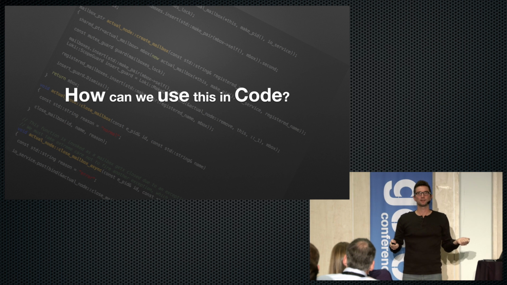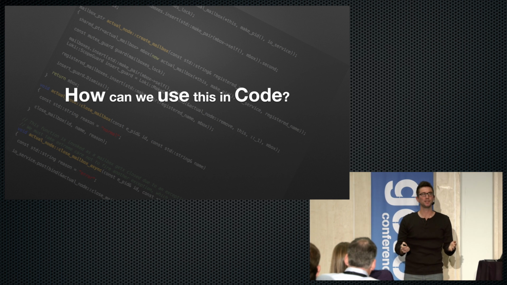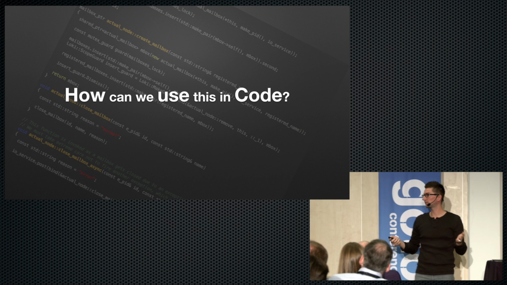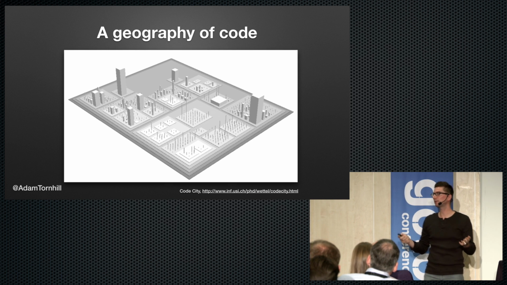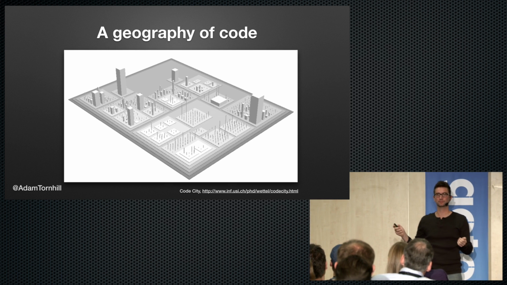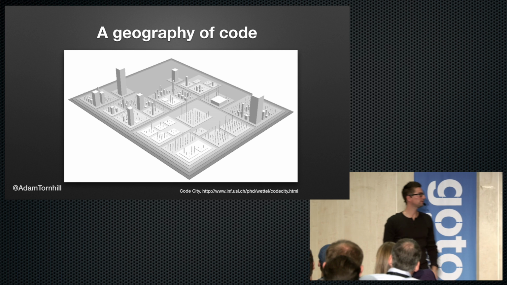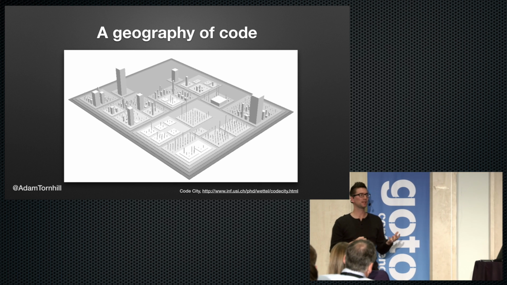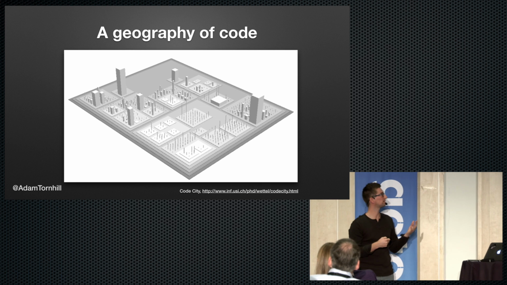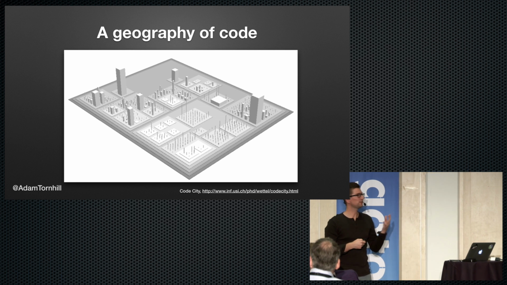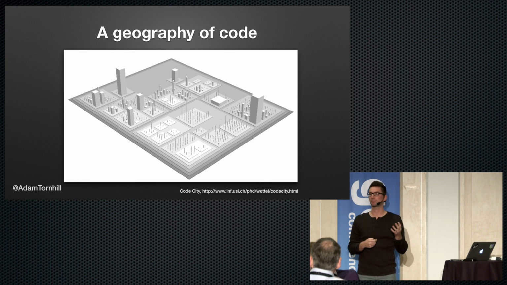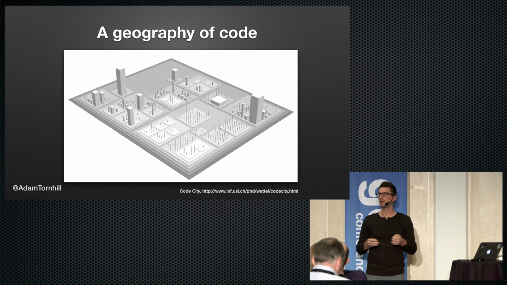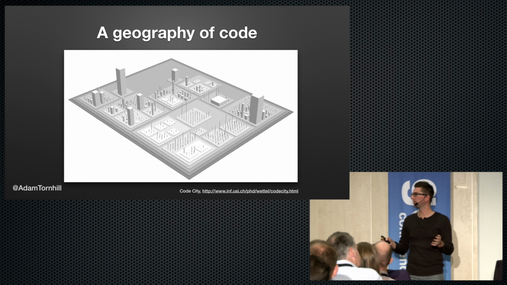How can we do that? The first thing that we need is obviously a geography of code. Here's my favorite approach. This is Code City. And in Code City, software systems are visualized as towns. So each package, each namespace becomes a city block. And each module, each class becomes a building.